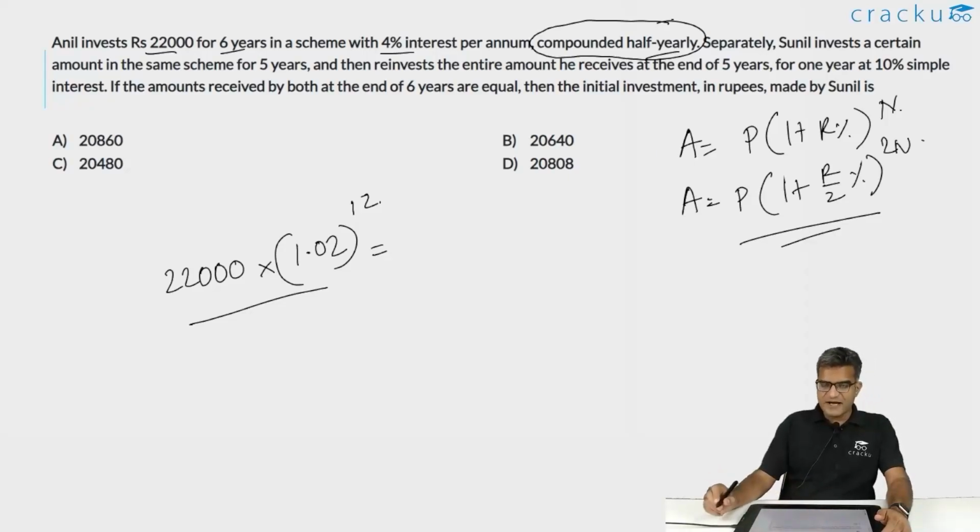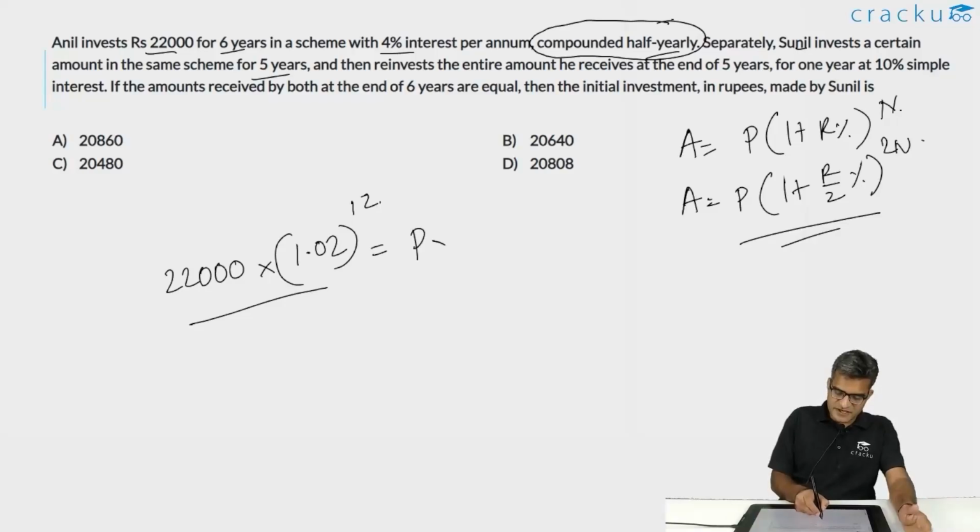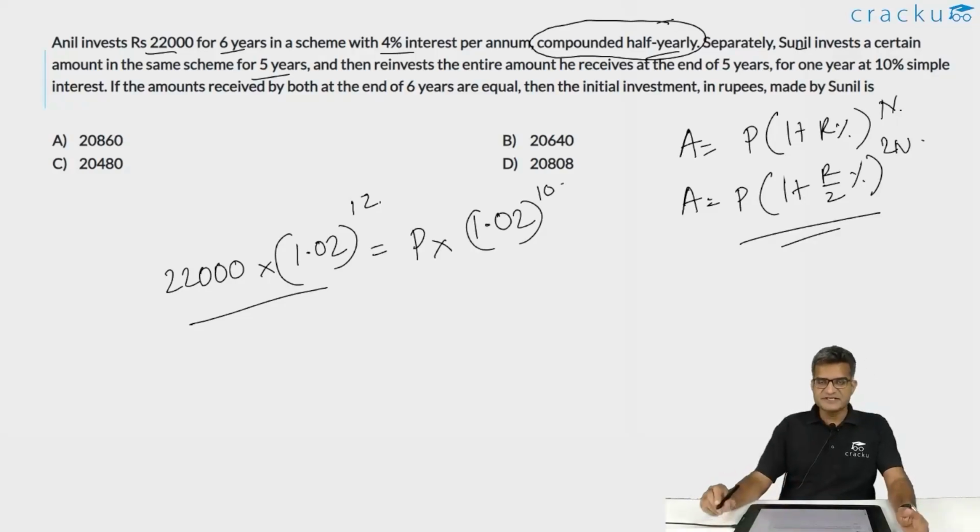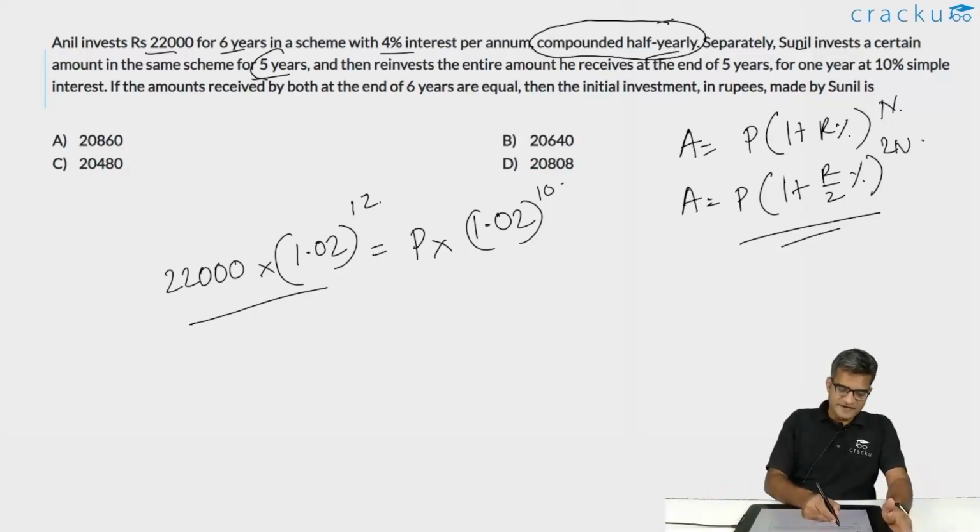This is the same as another person, Sunil. Now this guy invests a certain amount in the scheme for 5 years. So if you assume that the amount that he has invested is p, this is p into 1.02 whole to the power 10. This is the money that he receives at the end of 5 years, because again we apply the same formula. 5 years, again compounded semi-annually, will become 10 time periods. The rate of interest is 4%. You divide it by 2, you are going to get 2%.